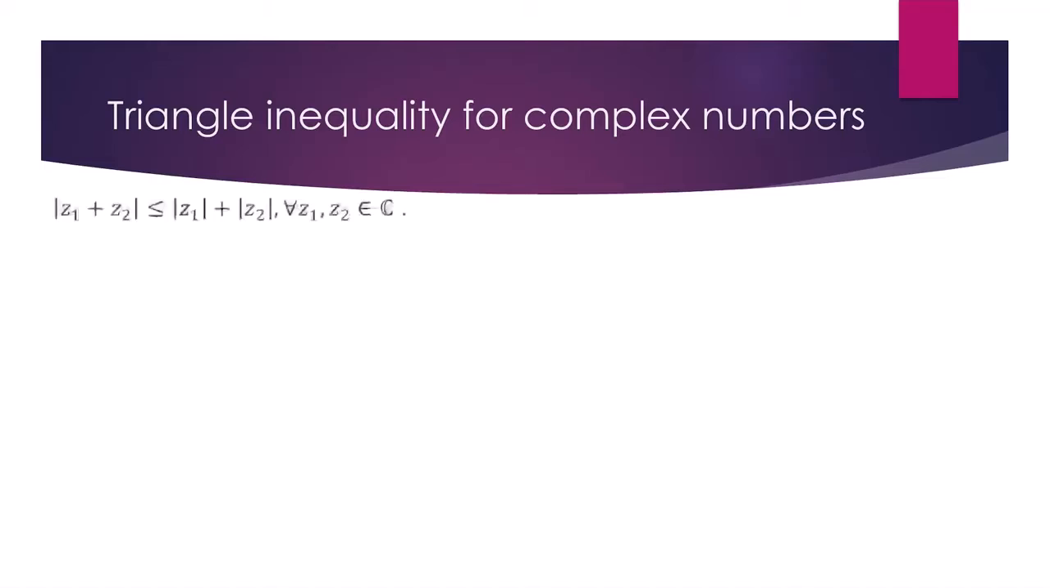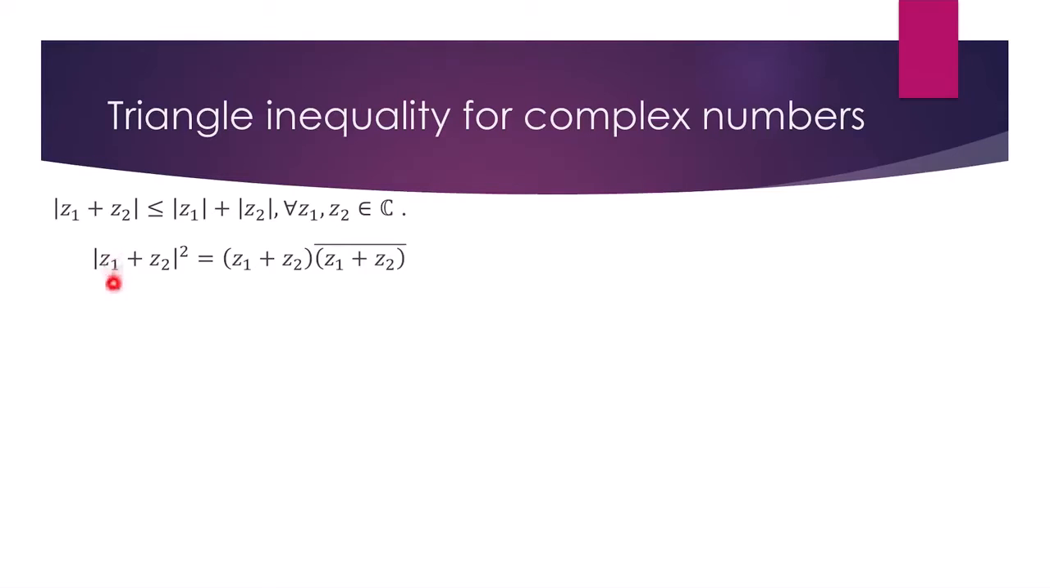Now we will prove the triangle inequality for complex numbers. We have already studied the triangle inequality for real numbers: the absolute value of a plus b is less than or equal to the absolute value of a plus the absolute value of b, for any two real numbers a and b. The same property holds in the complex plane also. So we have the absolute value of z1 plus z2 is less than or equal to the absolute value of z1 plus the absolute value of z2, for every z1 and z2 element of the complex plane.